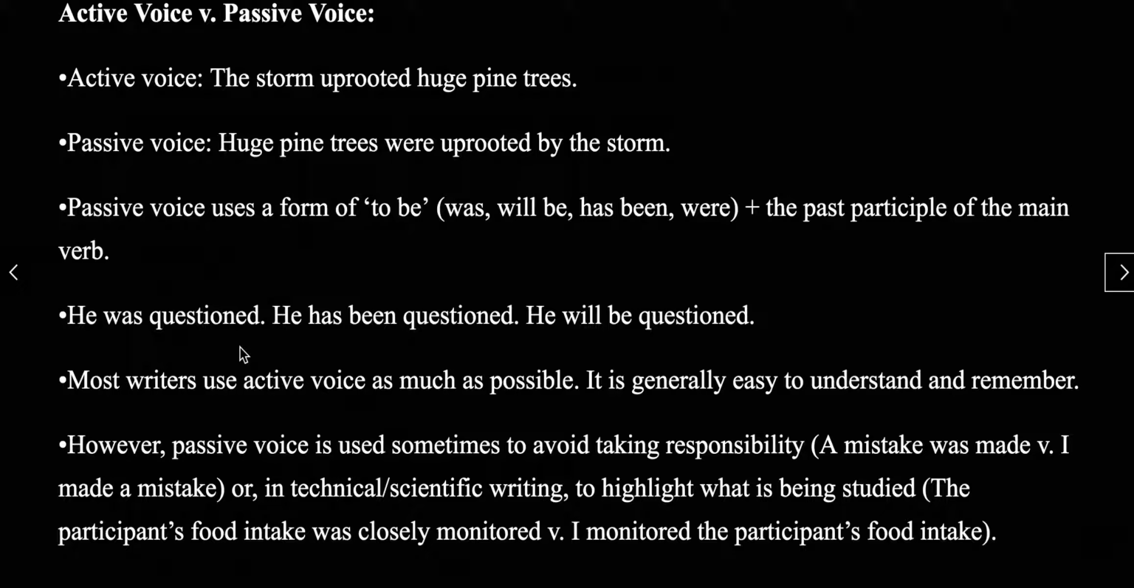Most writers use active voice as much as possible. It is generally easy to understand and remember, and it's just strong writing. However, passive voice is sometimes used to avoid taking responsibility. For example, a politician might say a mistake was made rather than saying I made a mistake.